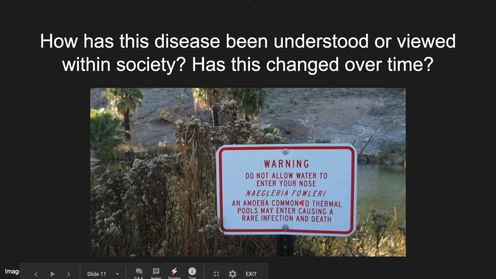How has this disease been understood or viewed within society? Has this changed over time? Although PAM is rare, it has not stopped countries around the world from some form of action to protect its people. In 2007, the CDC advised Arizona residents to wear nose clips when swimming and diving in fresh water following the death of 6 people that year. And in 2013, Taiwan's Center of Disease Control recommended people avoid putting their heads underwater to prevent fresh water from entering their nostrils.